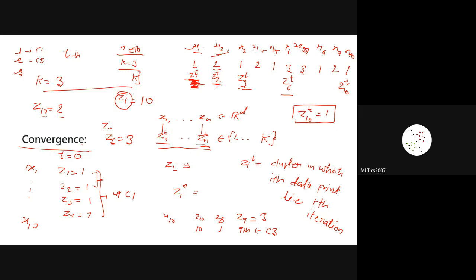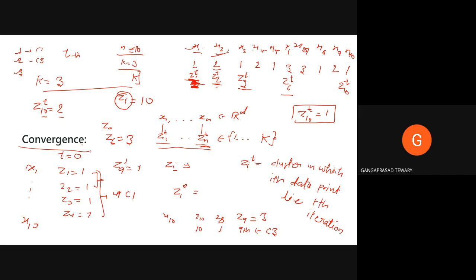The iteration number is denoted by the superscript. I'm talking about the tth iteration. Then Z10^t denotes that my 10th data point in the tth iteration goes to cluster 2. If my Z9^1 value equals 1, it means my 9th data point in the very first iteration goes to cluster 1. For all n such points, we have n indicator functions which denote in which cluster my ith data point is going.